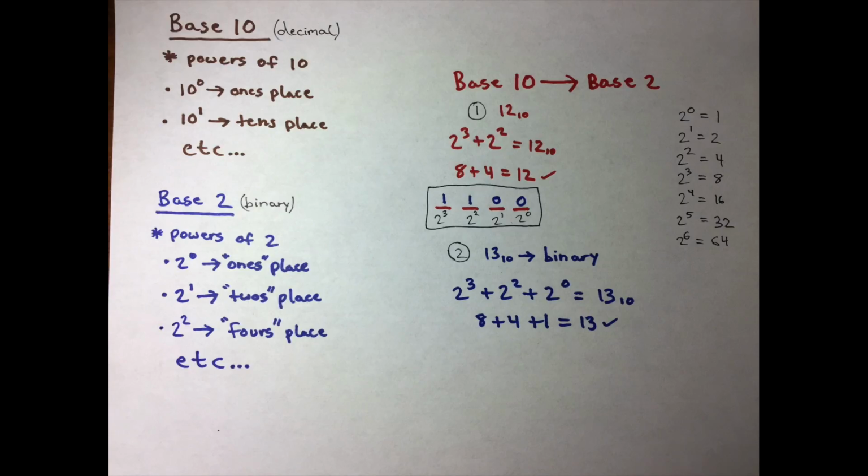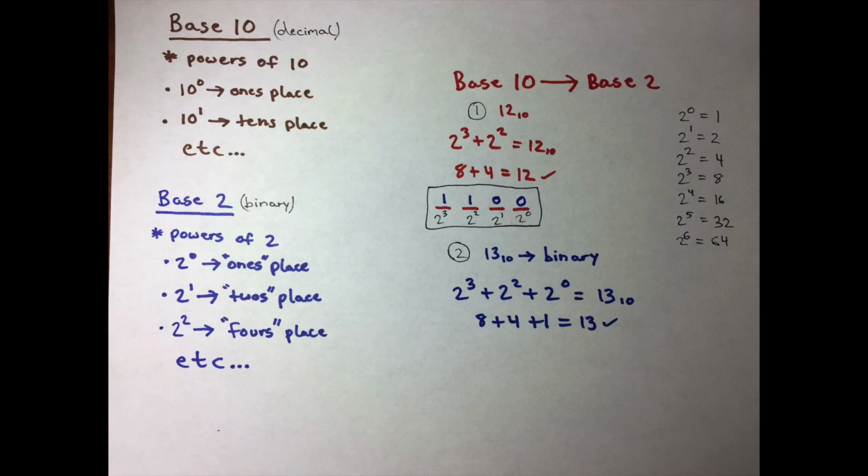So when we start with the ones place, which is 2 to the 0th power, how many of those do we use? 0, so we only put 0. 2 to the 1st power, we don't use any of those. And then 2 to the 2nd power is one that we use, because we use 4 in our sum of 4 plus 8. Likewise, 2 to the 3rd power is also used. So this is why the binary representation of 12 base 10 is 1100.